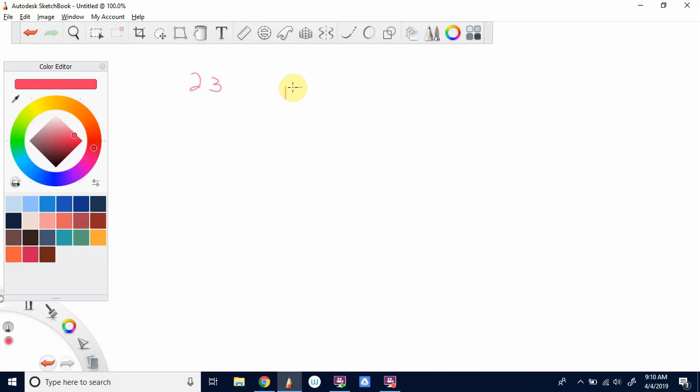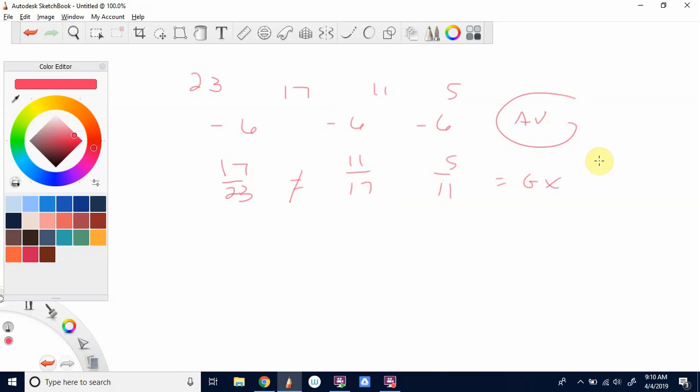We have 23, 17, 11, 5. So we subtract 6 here. We subtract 6. So it looks like we have a common difference. So it looks like it's arithmetic, but let's just make sure it's not geometric, because there's no way it's going to be both. But I just always like to be cautious. So, well, these two are not equal right off the bat. So it is not geometric. So we have an arithmetic sequence in this one.